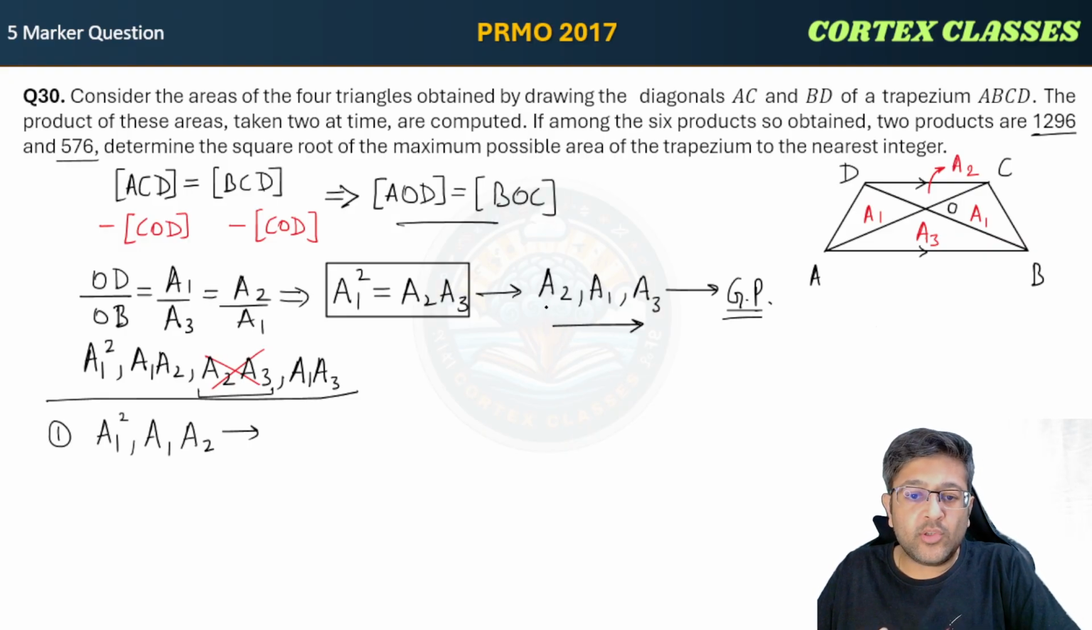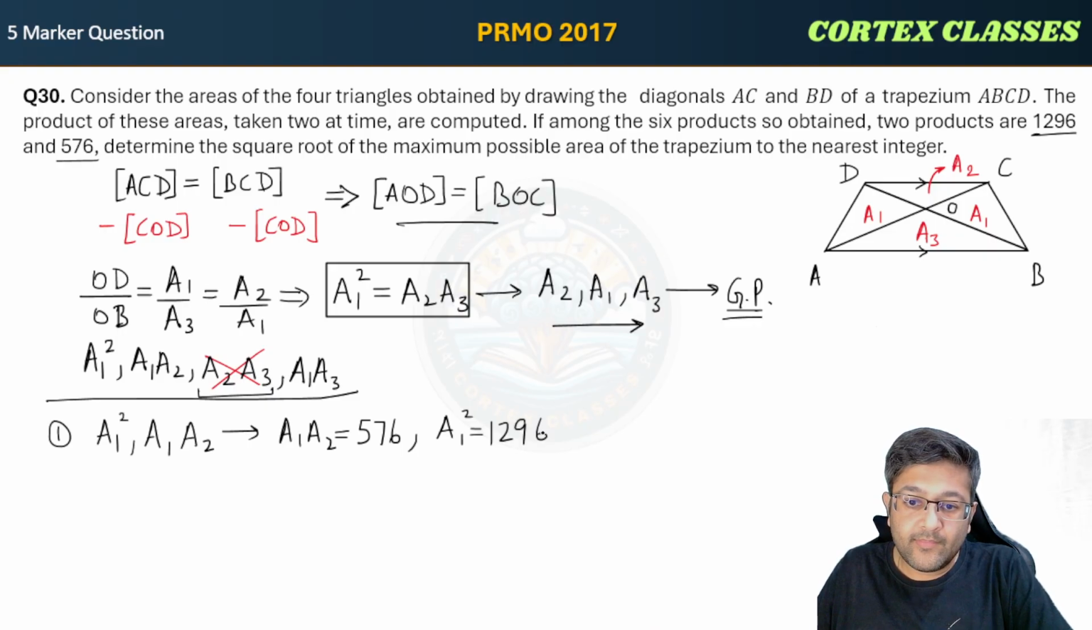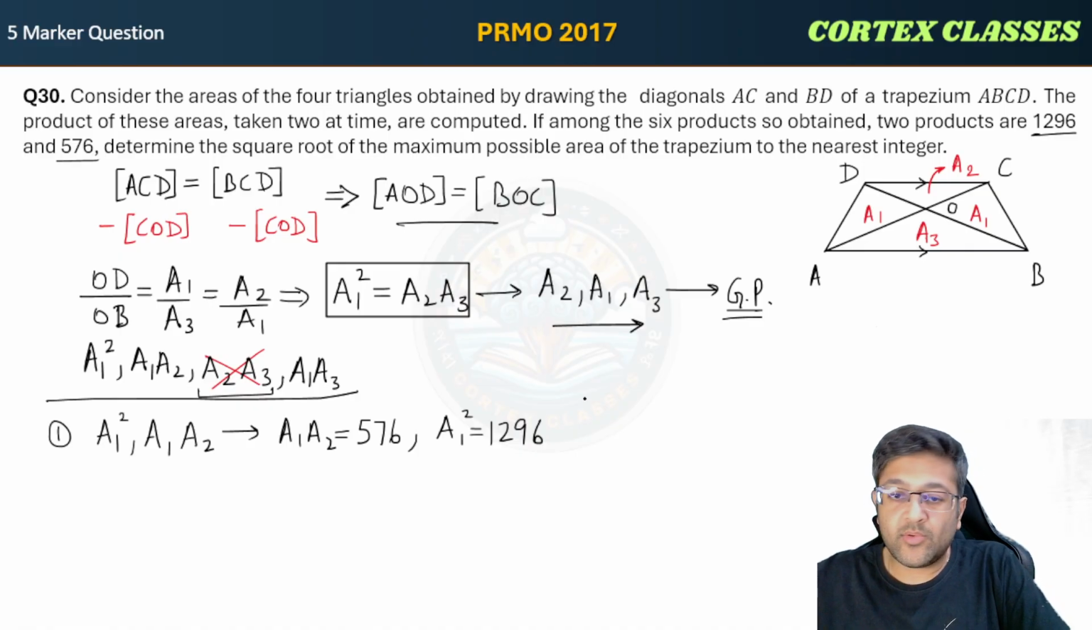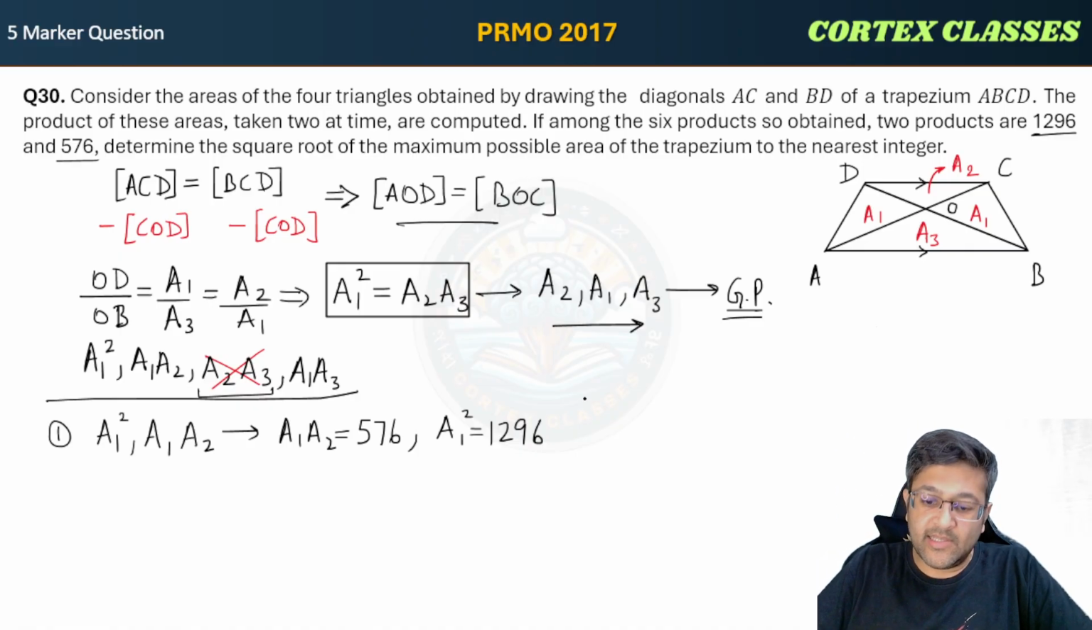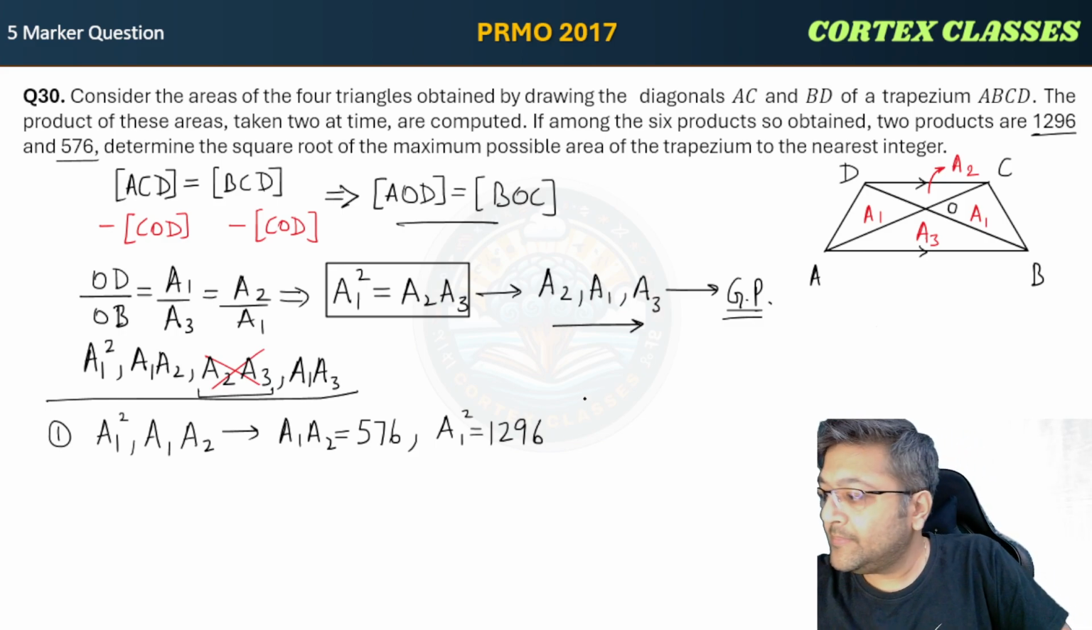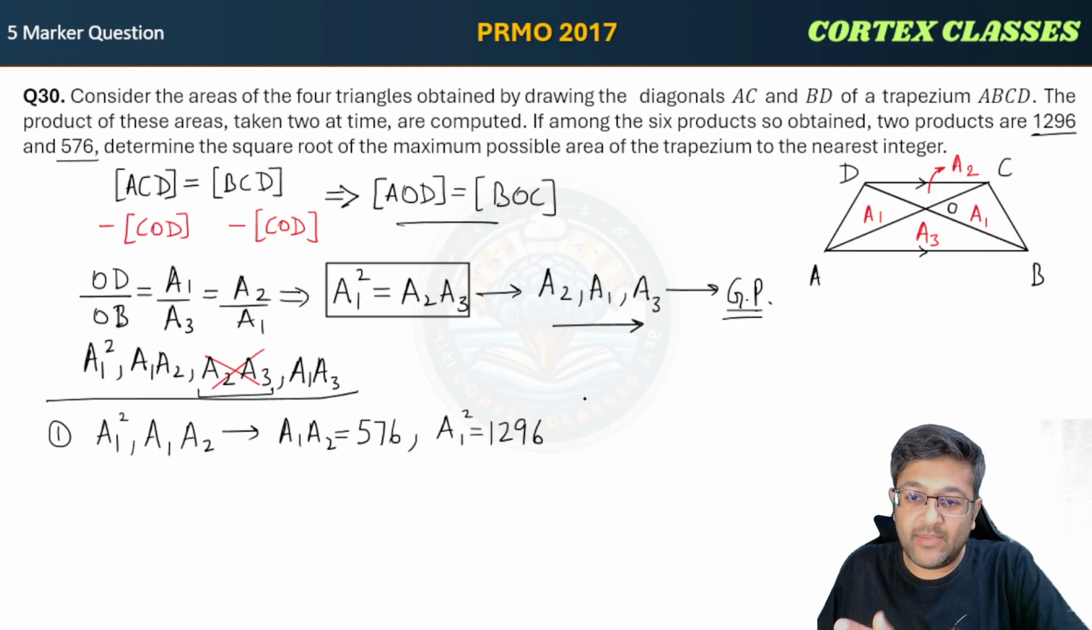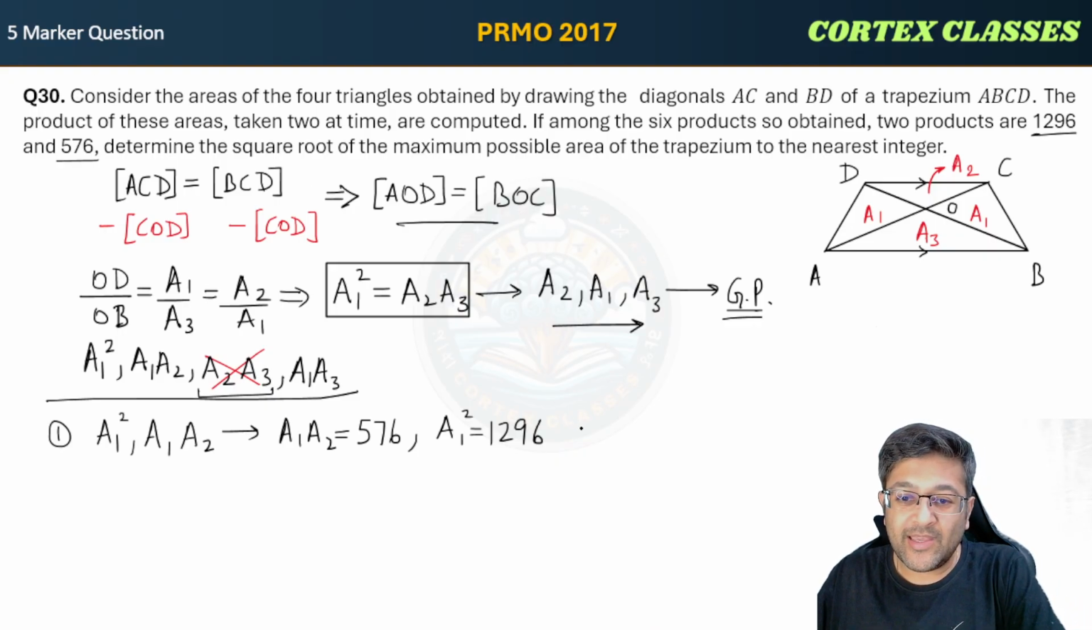So let us take A2 as the smaller one. That will give us A1 A2 as 576 and A1 square as 1296, right? So 1296, is it a perfect square? Let me check. I think it is the square of 36. Yes, it is 36 square. We'll need a calculator for this; in the exam you don't need to. So here A1 is 36.